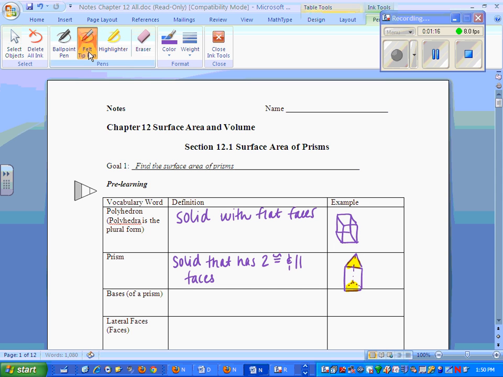Getting into the bases, these are the faces. A face is basically a side that is parallel and congruent. Okay, those are the bases. Lateral faces are the faces that are not the bases.